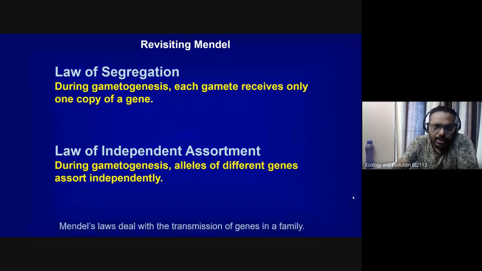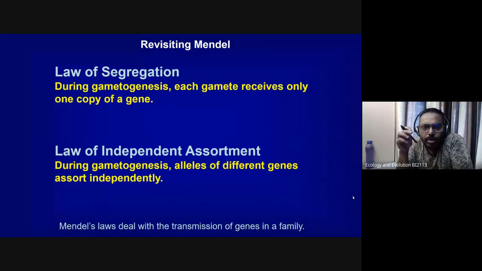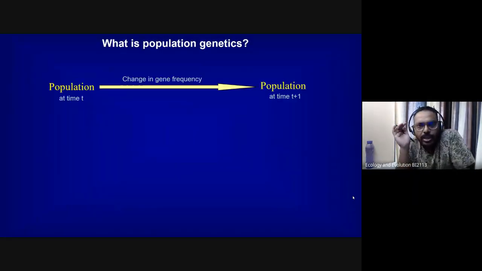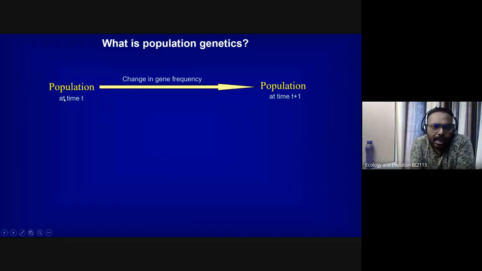Okay, the problem is that, as I said, you need to go from transmission of genes in a family to transmission of genes at the population level. And that is the subject of population genetics. So what population genetics is trying to explain is microevolutionary changes, changes in terms of gene frequency. So you have a population at time t, and this population at time t, its gene frequency is going to change, and then you are going to see the population at time t plus 1. And you need to figure out how these changes happen.